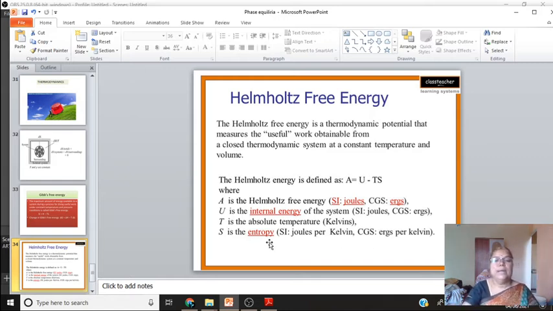Yes, it is entropy, joules per Kelvin, and its CGS unit is erg per Kelvin.